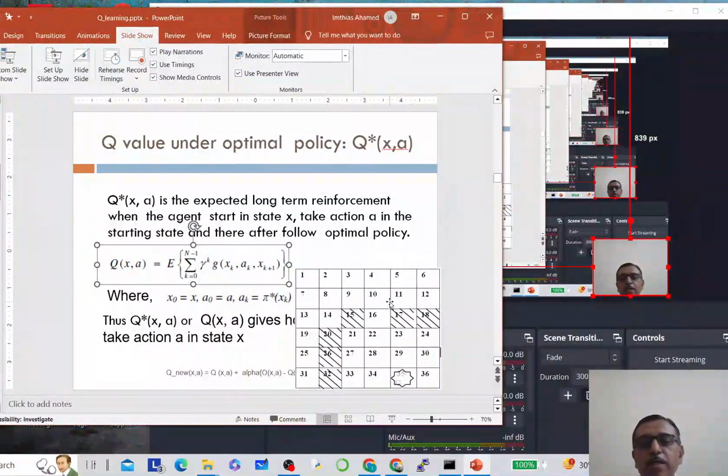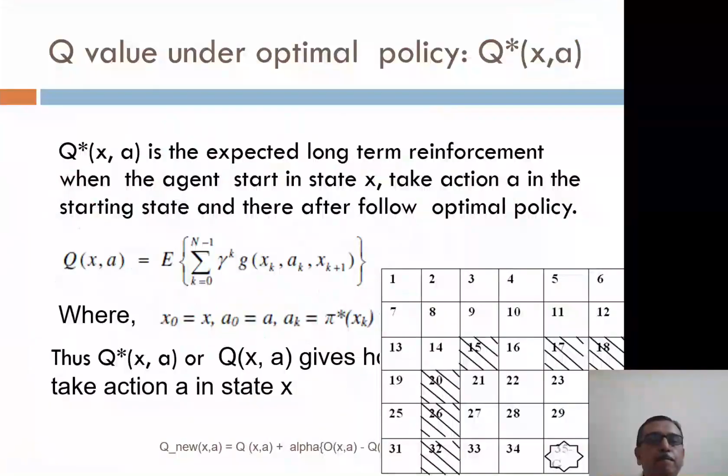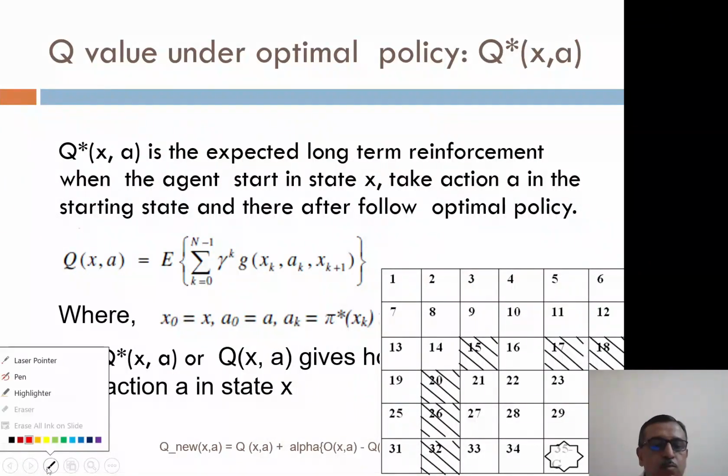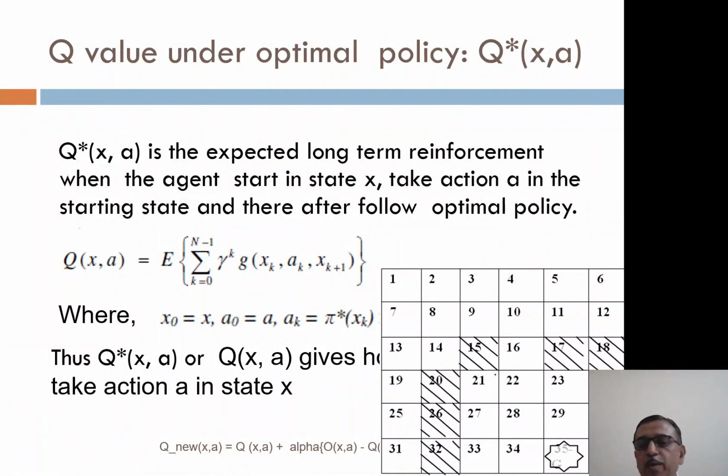The optimal policy is: if you are in 10, you have to go down. If you are in 34, you have to go right. If you are in 4, you have to go down. So the optimal policy, let me mark it. Suppose God has given you the optimal policy. Here it is down. Here it is down. Here it is down. Here it is right. So in every cell, suppose you know the optimal policy.